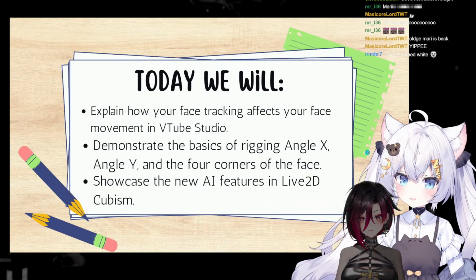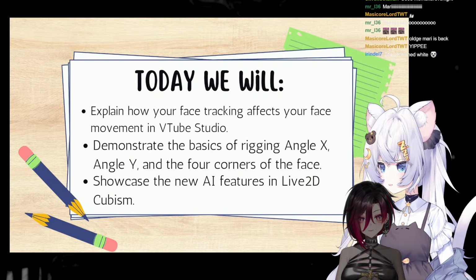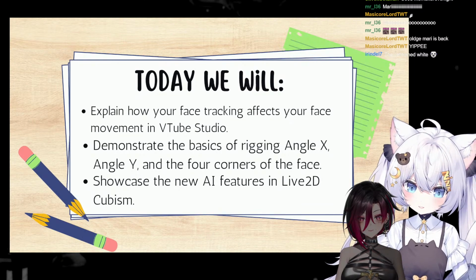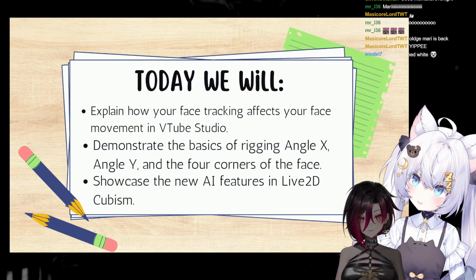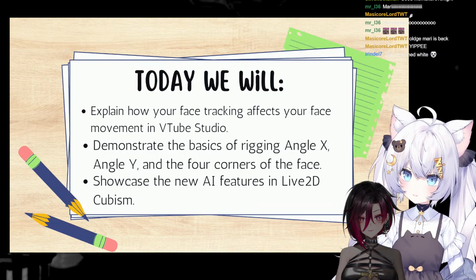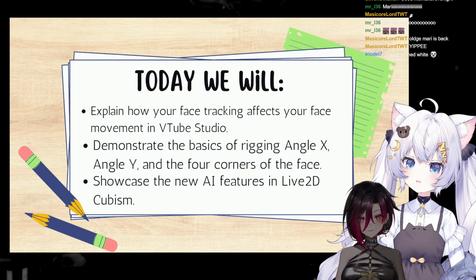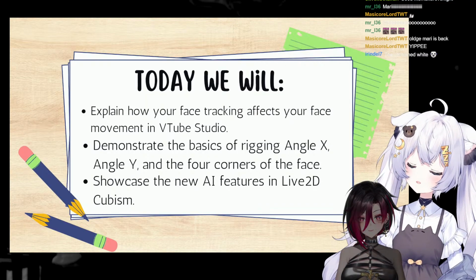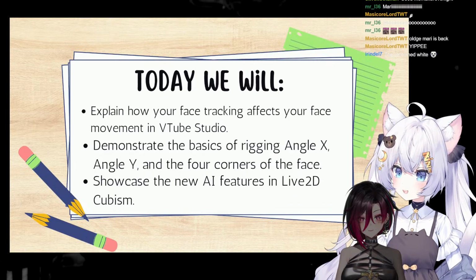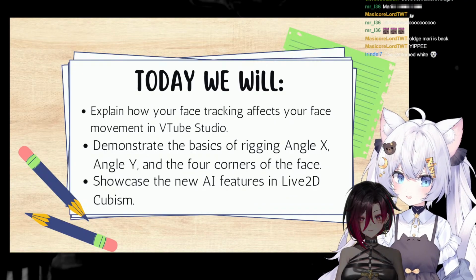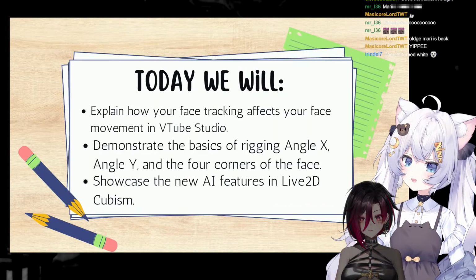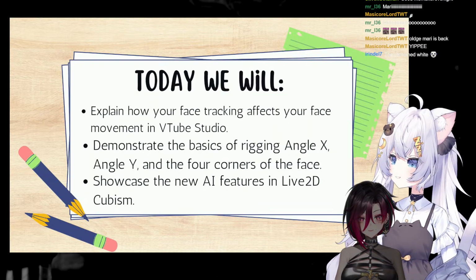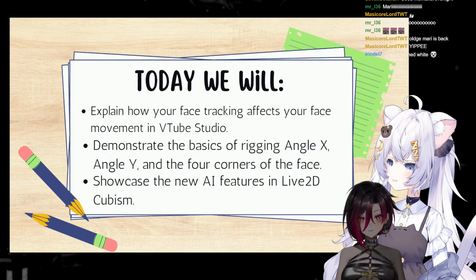So, what are we going to be learning today? The last time we did this, we had done body Z, we did angle, face Z, and today we're going to be explaining how your face tracking affects your face movements in VTube Studio. I'm going to be demonstrating the basics of rigging angle X, angle Y, and the four corners of the face, the diagonals. And then I'm going to be showcasing the new AI features in Live2D Cubism. It's really exciting.